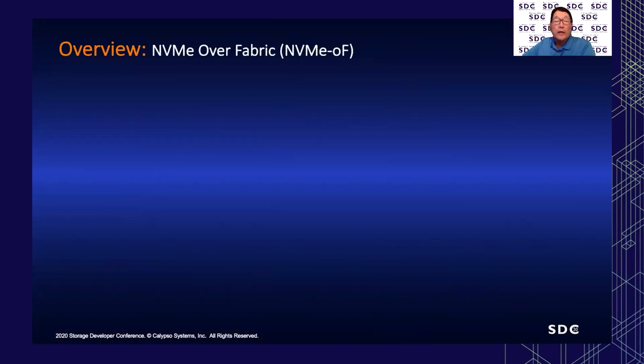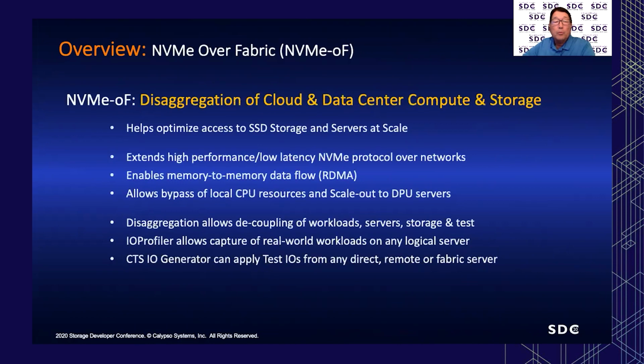So, look at NVMe over Fabric. The key point is that NVMe over Fabric allows disaggregation of cloud and data center compute and storage. This helps optimize access to SSD storage and servers at scale. NVMe over Fabric extends high-performance, low-latency NVMe protocol over networks. It enables memory-to-memory data flow, or RDMA, and allows bypass of local CPU resources and scale out to data processor unit servers. Disaggregation allows decoupling of workloads, servers, storage, and test.